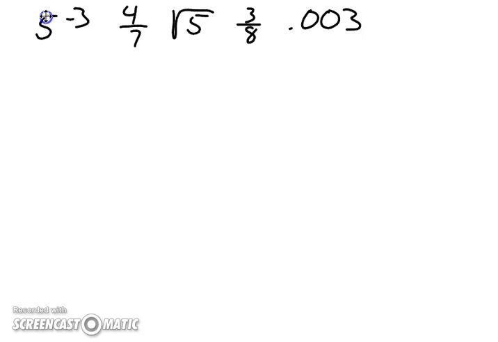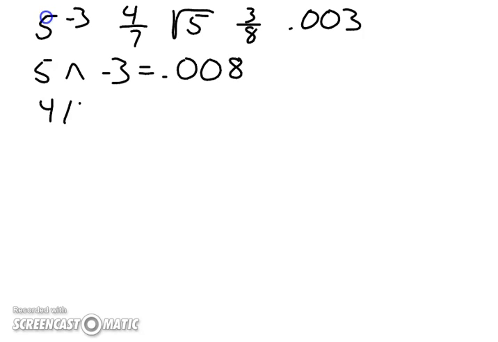So using your calculator, you want to put in 5 to the negative third. On a TI 30, you're going to do this using the caret button. So it will be 5 caret and then negative 3. When you do this, you're going to get 0.008 with the decimal. 4 over 7, you're simply going to do 4 divided by 7. And when you do 4 divided by 7, you're going to get 0.571.